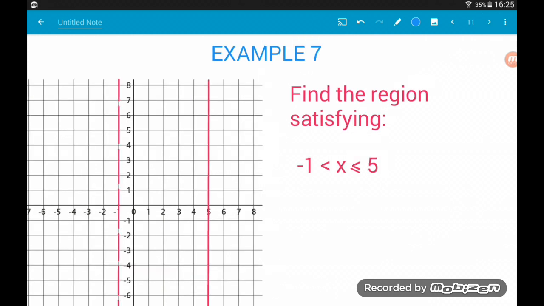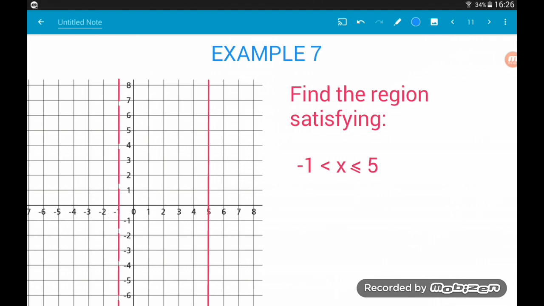Okay, so here we want to then find the region satisfying x is greater than minus 1, but less than or equal to 5. So what we do here, we need to draw two vertical lines, two x lines. So we plot x equals minus 1 and x equals 5. Now, the x equals minus 1 line has to be dashed because we've got x is strictly greater than minus 1. But the x equals 5 line is a full line because x is allowed to equal 5.